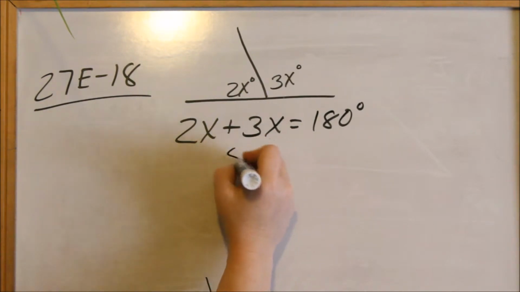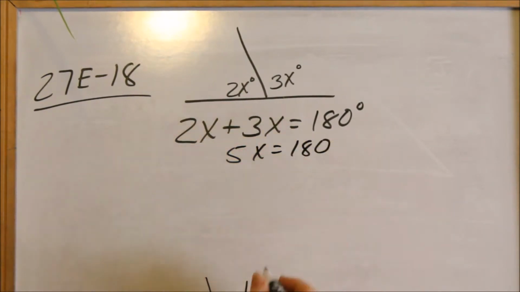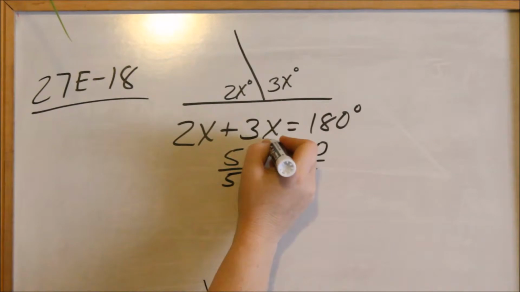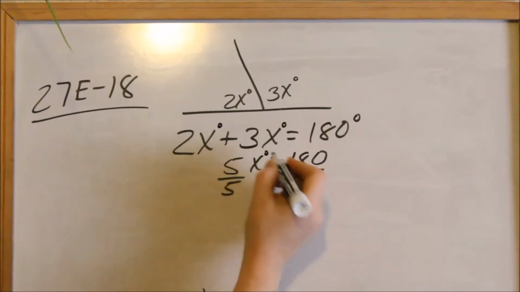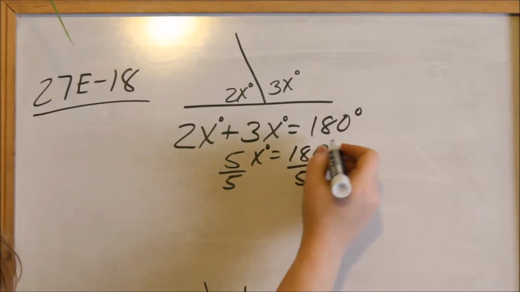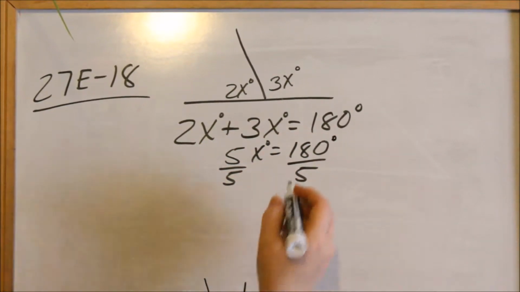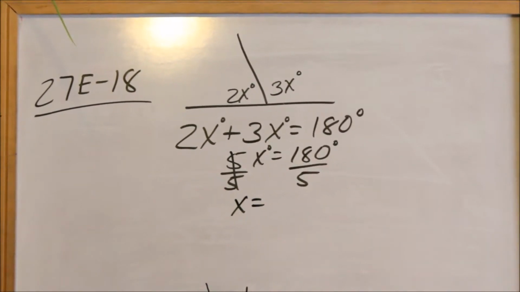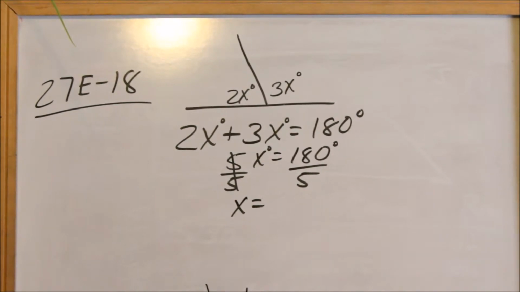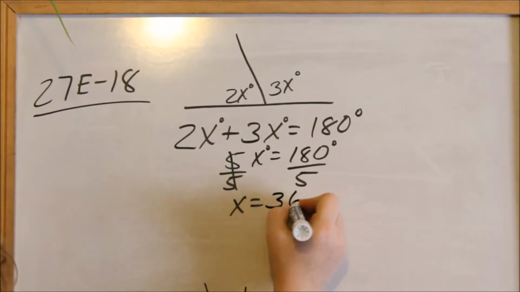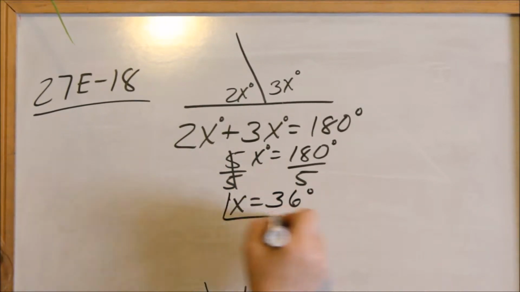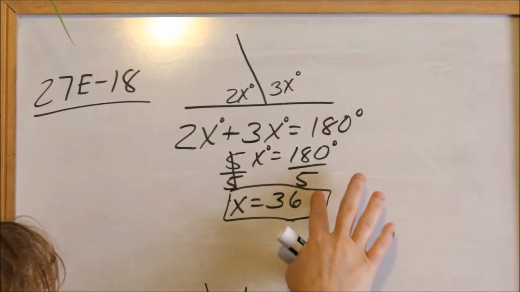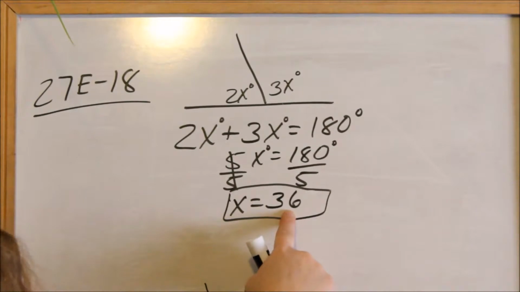Using algebra, 2x plus 3x is 5x. Solving, you have 5x equals 180. If I'm leaving my degree symbols in there, that would be 5x equals 180 degrees. So dividing both sides by 5, x is going to be, I think, 36 degrees. Or actually, you would just say x is 36.